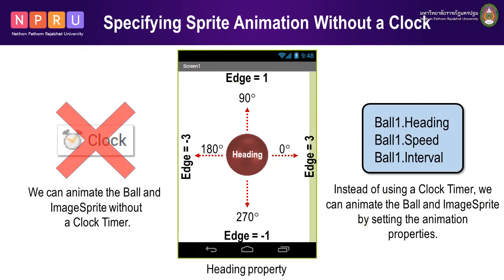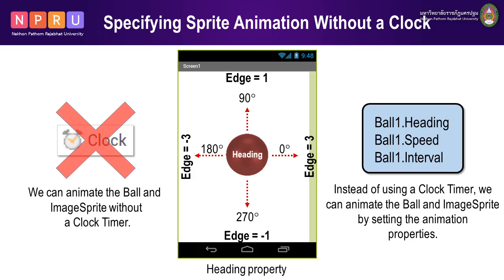In this section, we learn how to specify sprite animation without a clock timer. If we only want to move objects, App Inventor provides an alternative that doesn't require the use of the clock component. As we might have noticed, the image sprite and ball components have properties for heading, speed, and interval. Instead of defining a clock.timer event handler, we can set these properties in the component designer or blocks editor to control how a sprite moves.